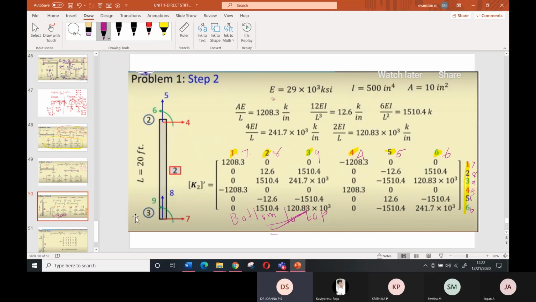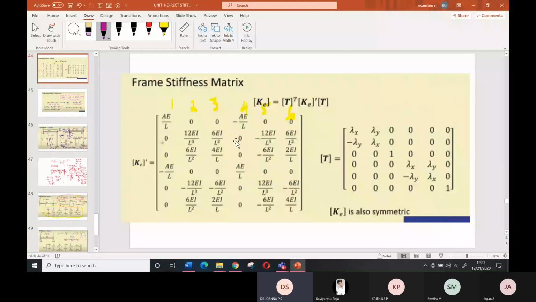If you are finished, please tell me. Ma'am, in the formula also, it is from bottom to top, I think. Which one? In the previous slide, ma'am, the formula. The formula is the same formula only. This formula only: A by L, 0, 0, A by L.